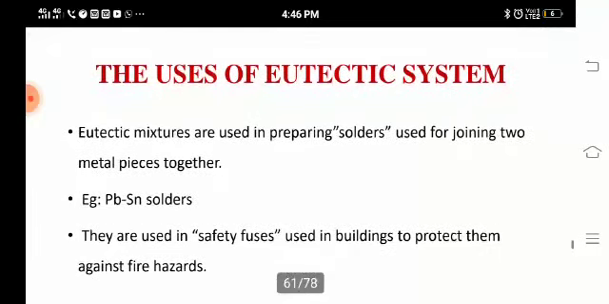What are the uses of eutectic systems? Eutectic mixtures are used in preparing solders used for joining two metal pieces together. For example, lead tin solders are an example of a eutectic diagram. They are also used in safety fuses, which are used in buildings to protect them against fire hazards.